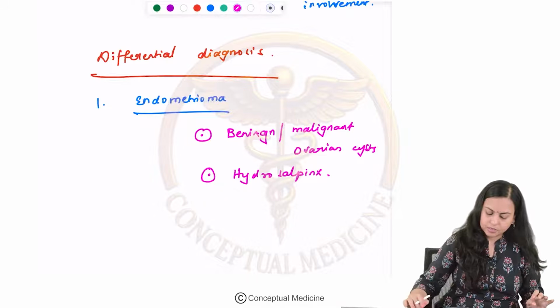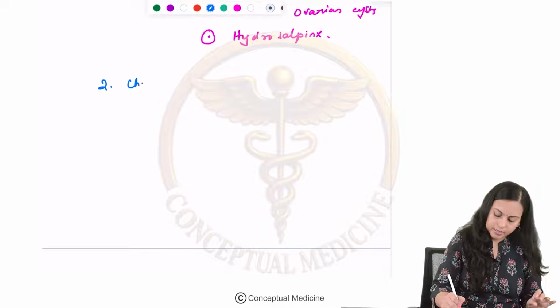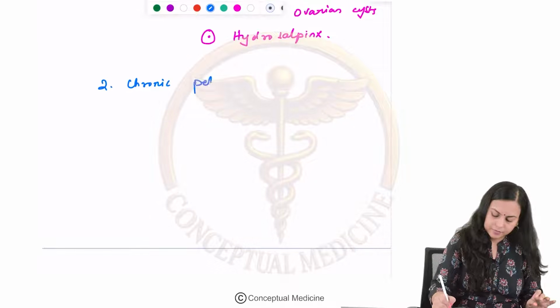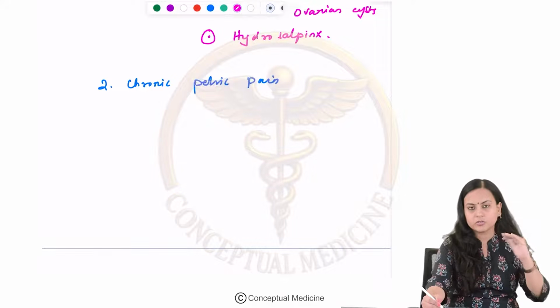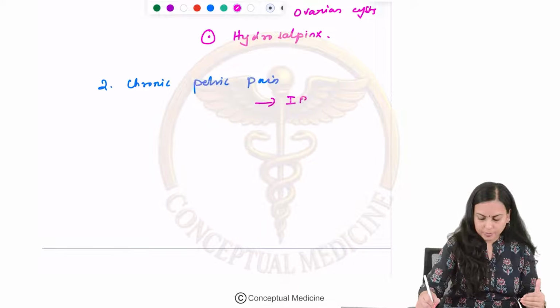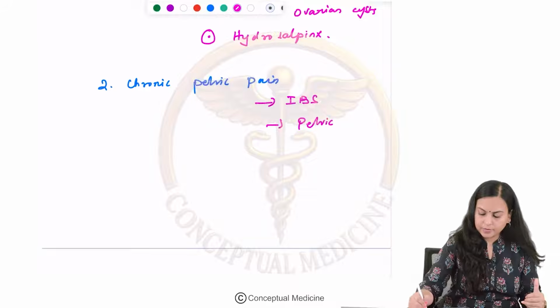Okay. Suppose she is presenting with chronic pelvic pain, especially of the lower abdomen, you have to keep in mind causes like irritable bowel syndrome or any causes that will lead to pelvic vascular congestion.